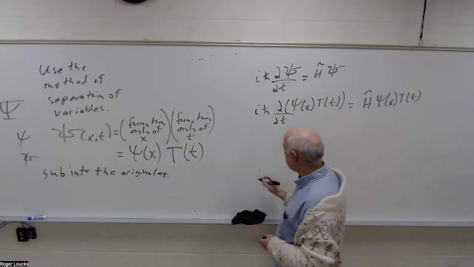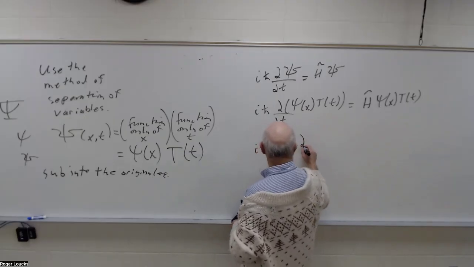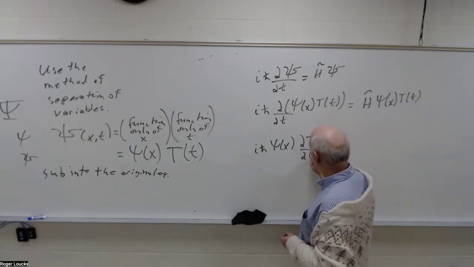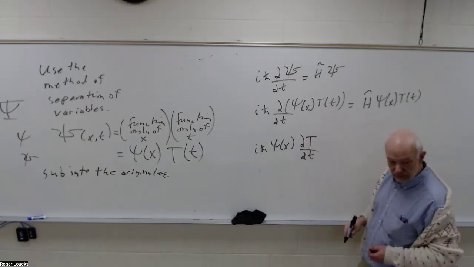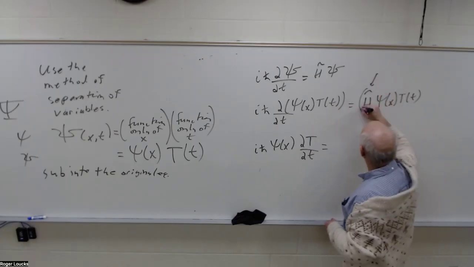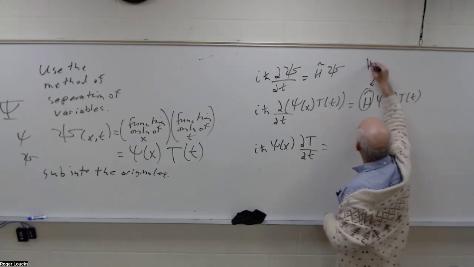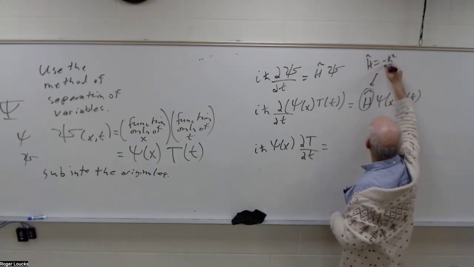We're going to write this as iħ psi of x, partial t. This is getting kind of a pain to write, so I'm just going to do it. Equals. Now go back to this H. Remember what this H was? So this H, remember, was this guy here.